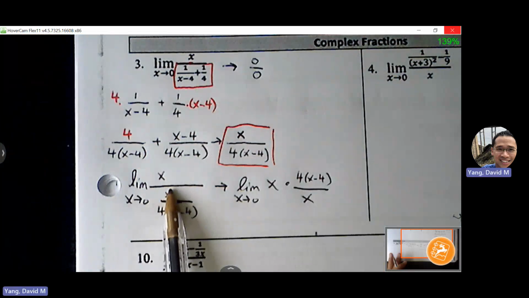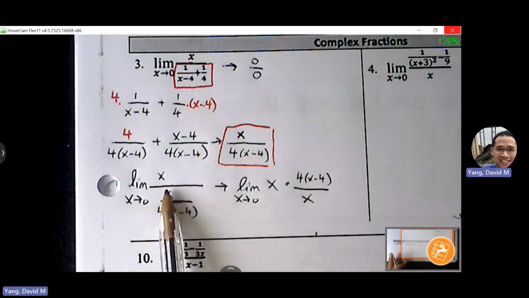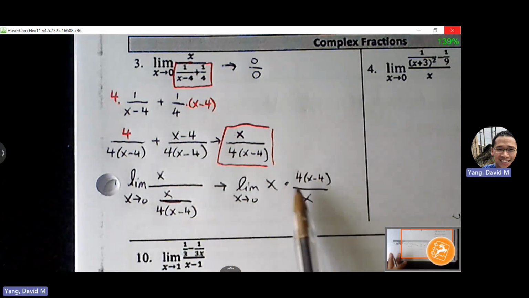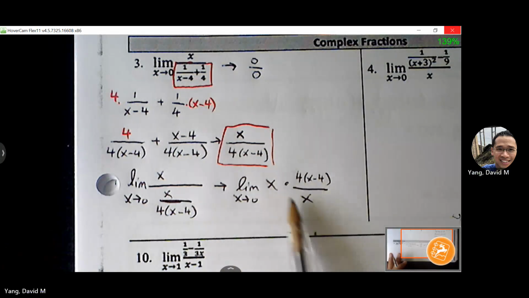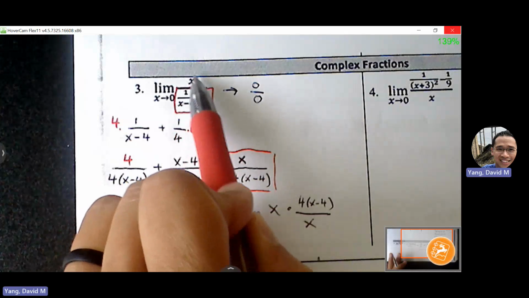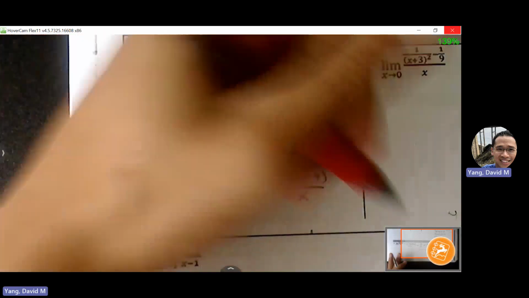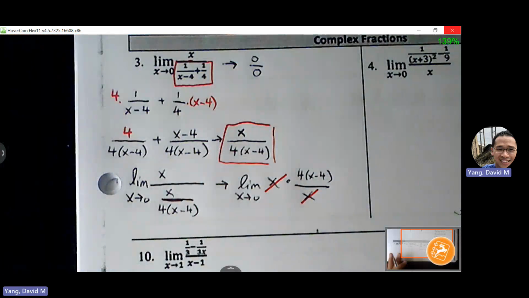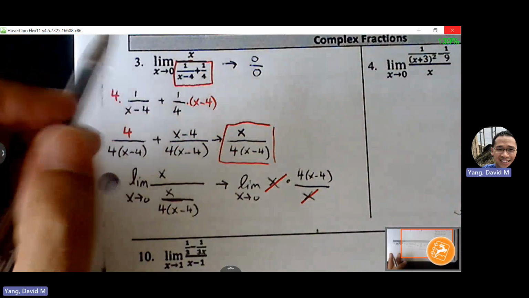So the x is going to stay. I'm just going to flip this denominator. Instead of x over 4 times x minus 4, I'm going to make it 4 times x minus 4 over x. Now, what do you see here? Yeah, so this is the culprit, right? This x is giving us that 0. So we're looking for another x, and we did find it. So once that goes away, we're in the clear. We reevaluate our limit. We should get to a real number.